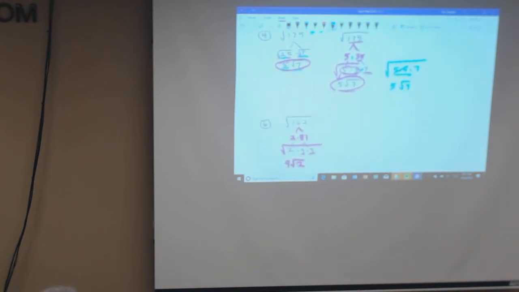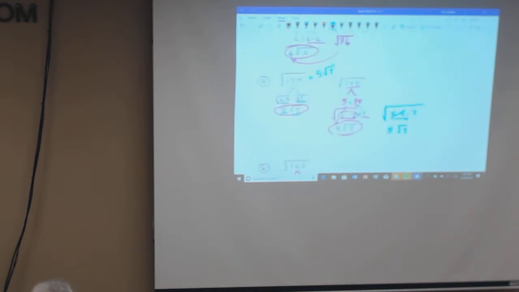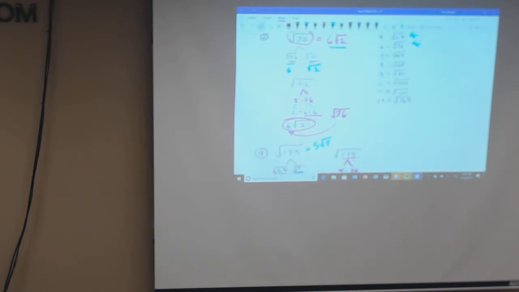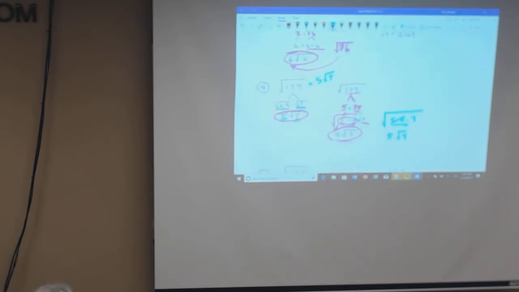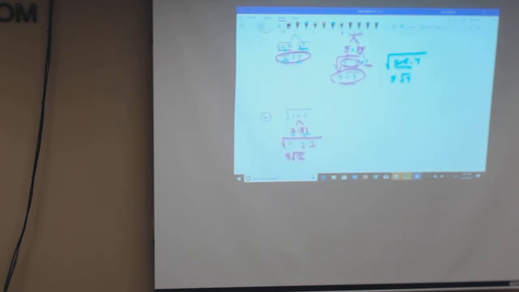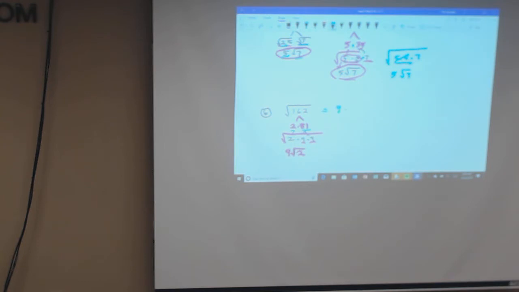Number 6, 162, 2 and 81. All right, so I've got the square root of 2 times what? 9. How'd you know that? The chart. See, the square root of 81 is 9. So make a chart. So that's 9 times the square root of 2.